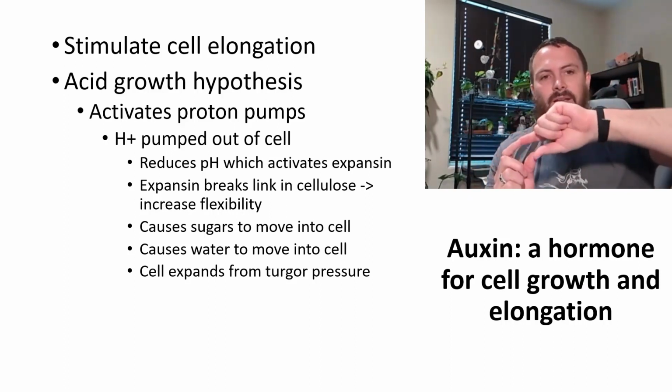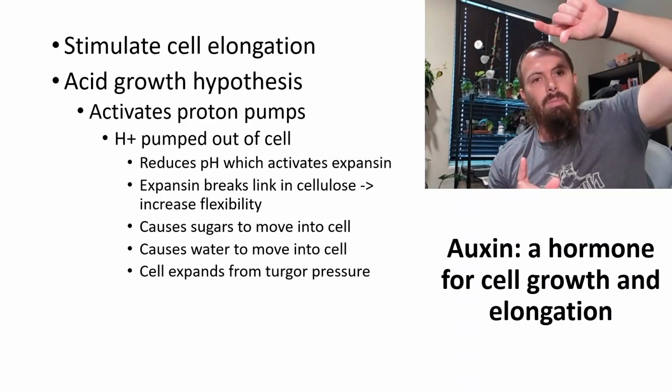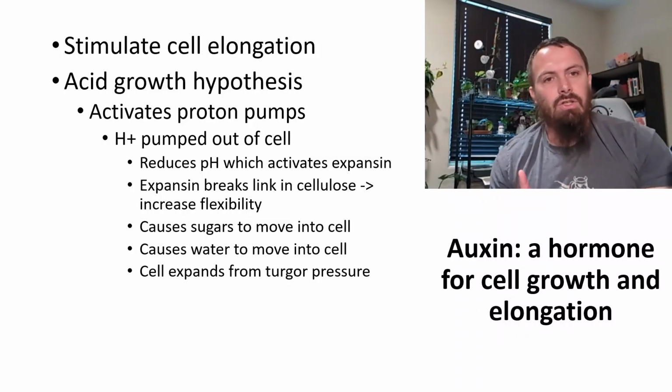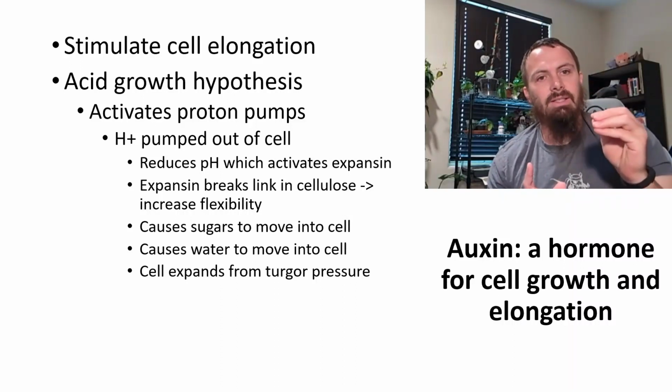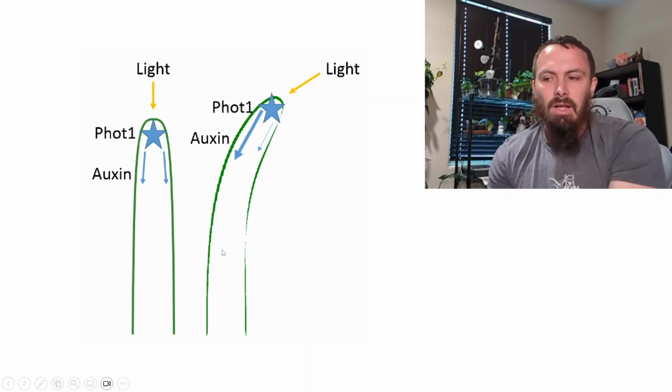And so if you have a shoot that's growing straight up, if you want it to bend to the right, there's basically two things you could do. Eliminate cells on the right side or grow cells on the left side. Let me back up, I'll show you what I mean.